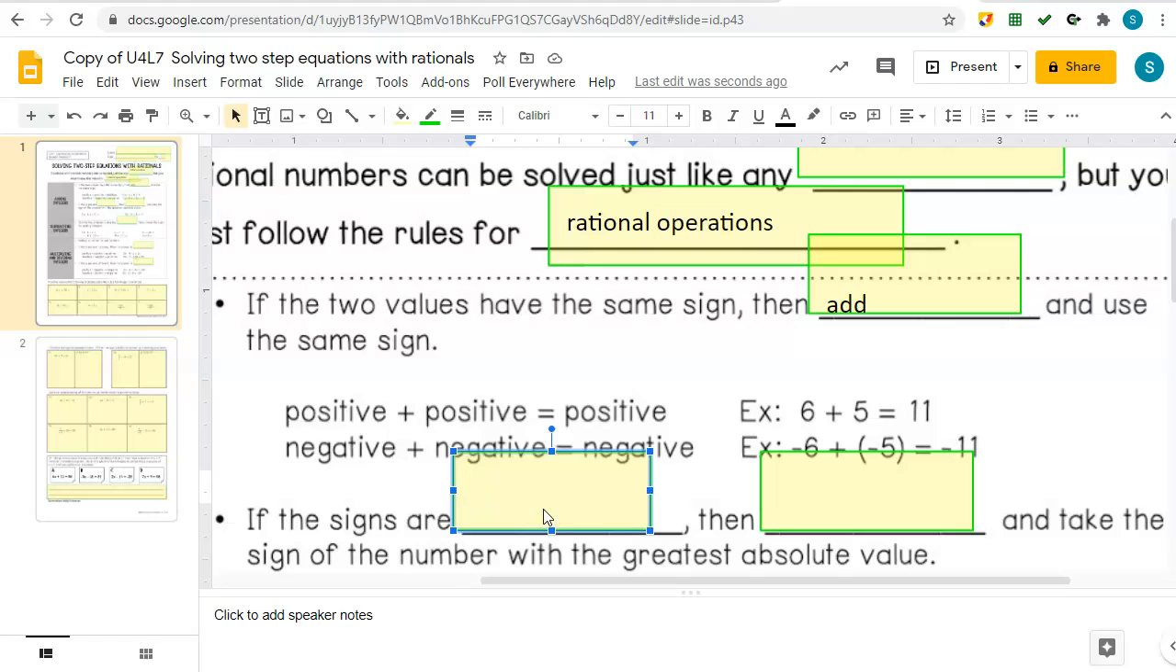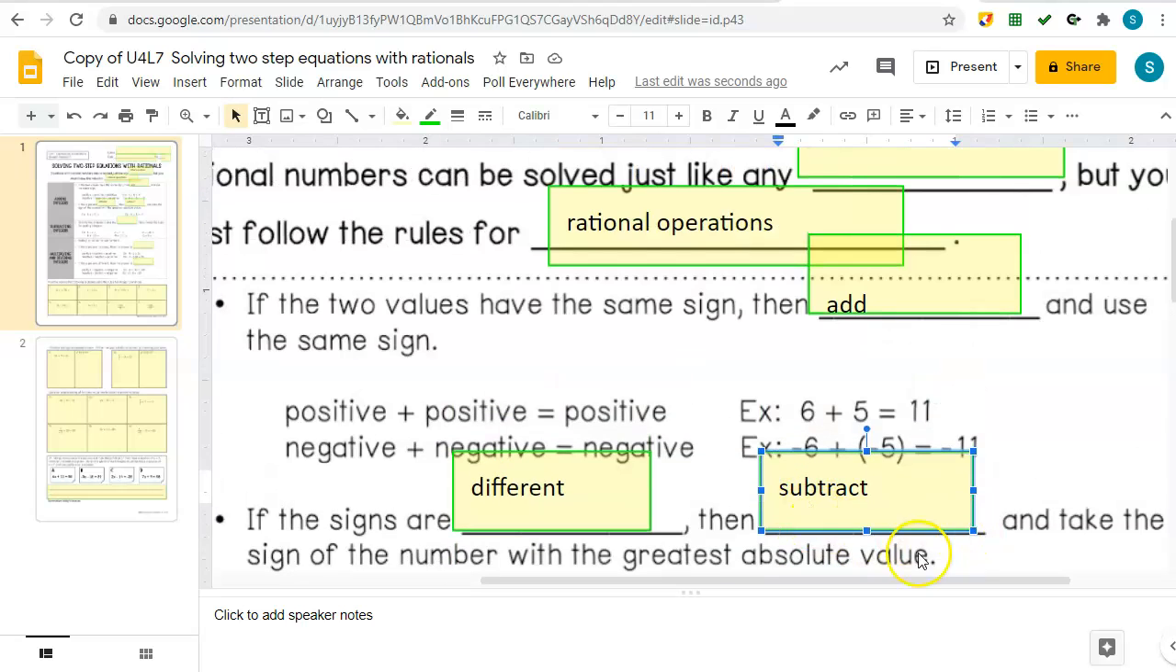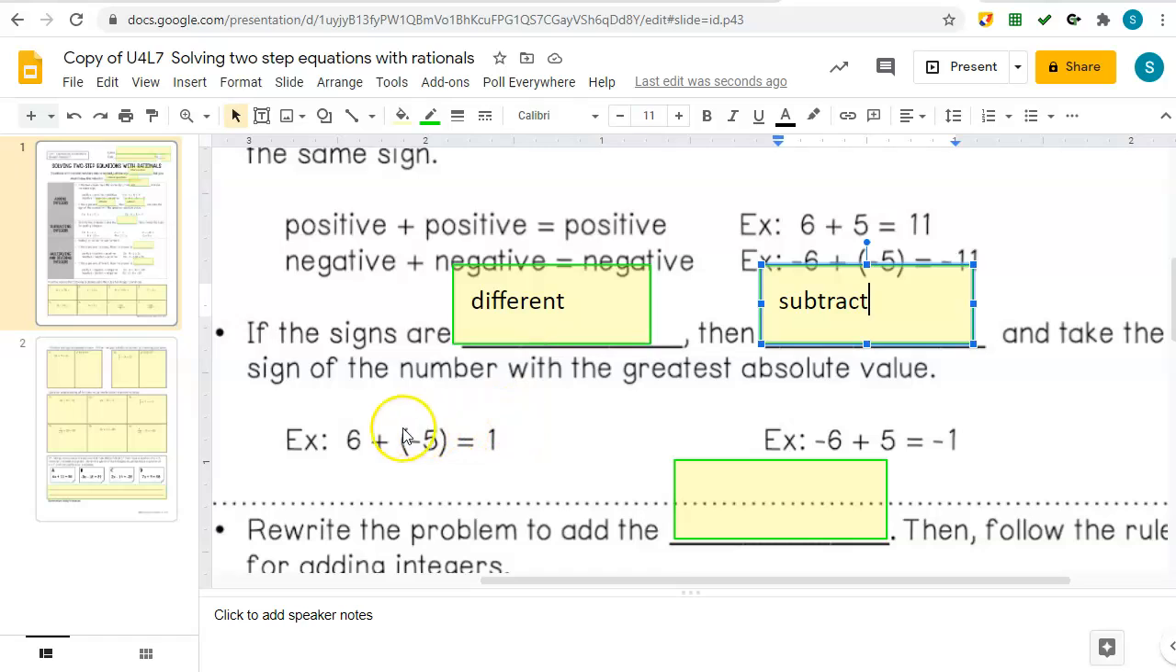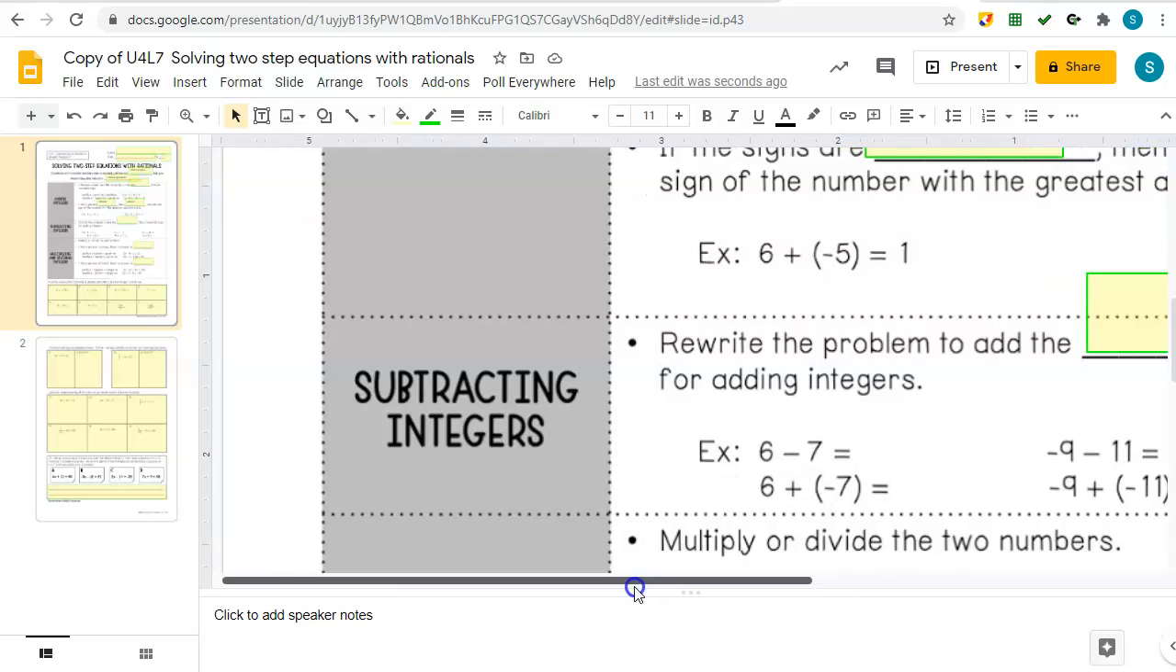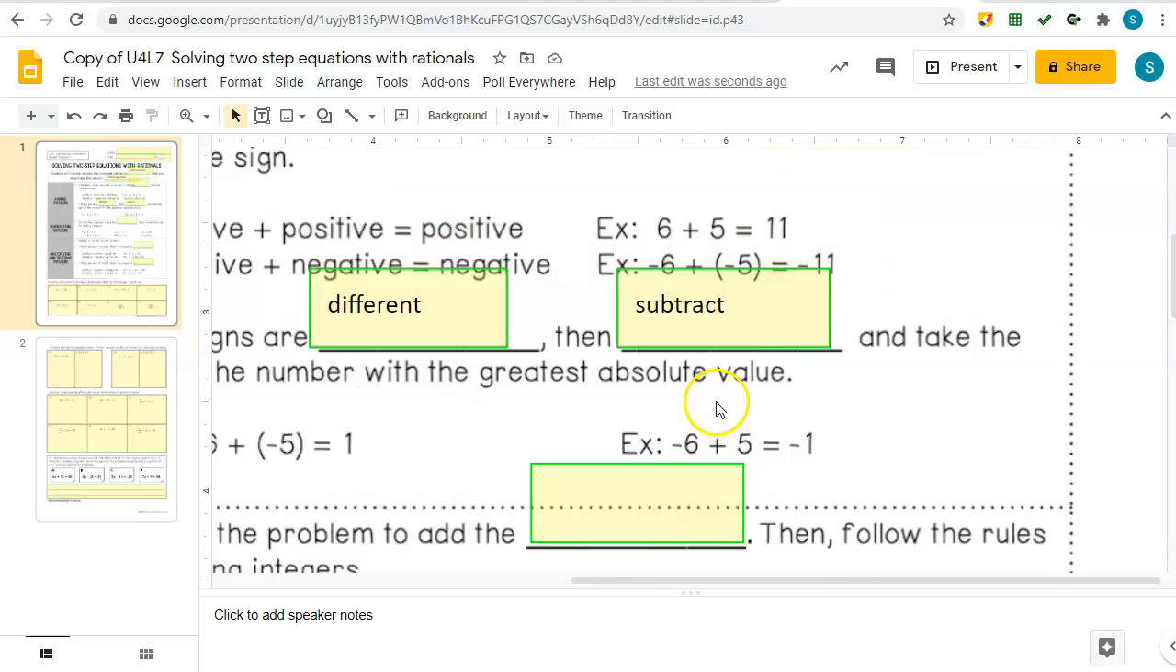If the signs are different, then we subtract and take the absolute value, and take the sign of the term with the greatest value. So here we've got 6 plus negative 5. Well, those are opposite. The 6 is the term further from 0. So we get 1. If they're opposite and the term further from 0 is the negative, well then we keep the negative. When subtracting, we know that we can rewrite any subtraction as the addition of the opposite.